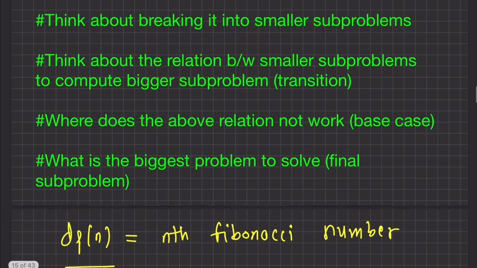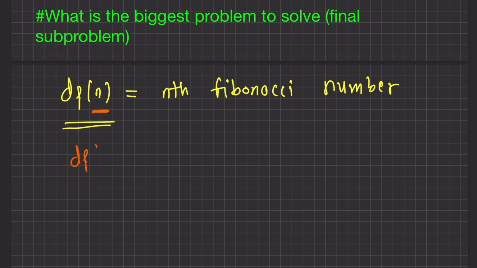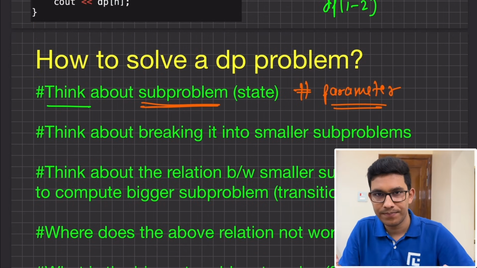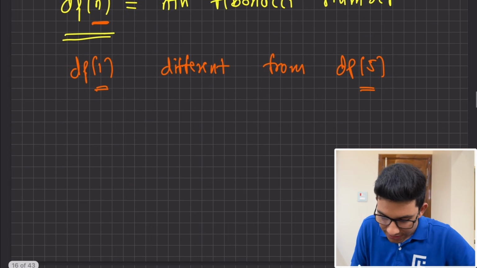Okay. When you are thinking about the sub-problem, what is important? The most important thing is the parameter, the key which is uniquely going to determine your subproblem. In our case, what is it? It is this n. We know for a fact that dp of 1 is different from dp of 5, let's say. Why? Because these two values, 1 and 5, are different. So you need to think about what parameter uniquely determines this state. Because ultimately, this subproblem is also called a state. Going forward, I will always be calling a subproblem a state. Got it? So essentially what happens is that you have a lot of states.